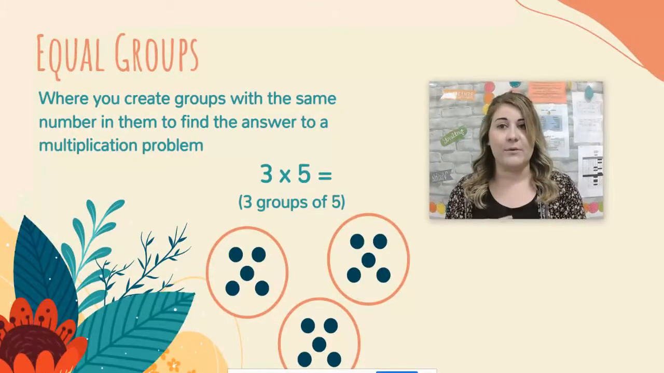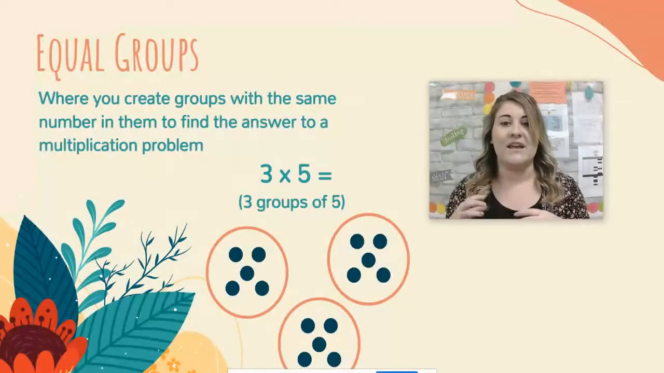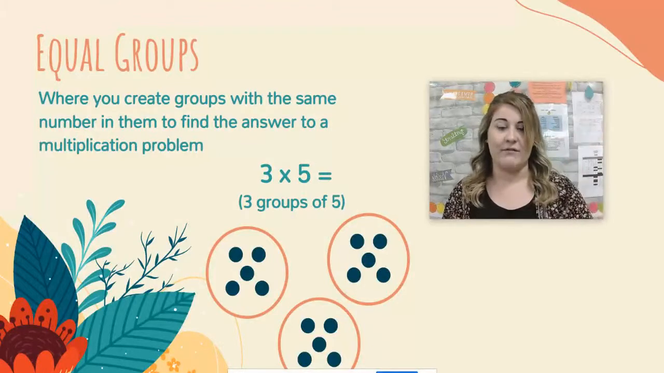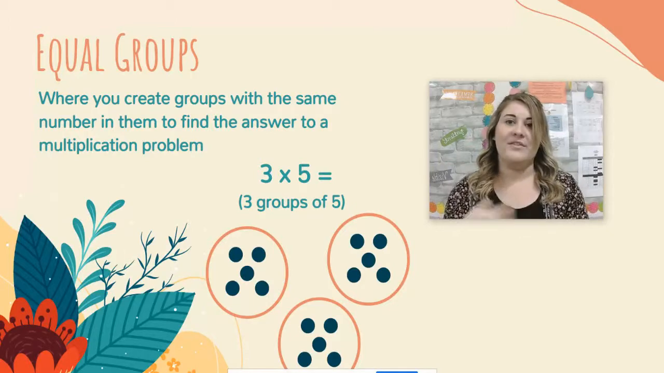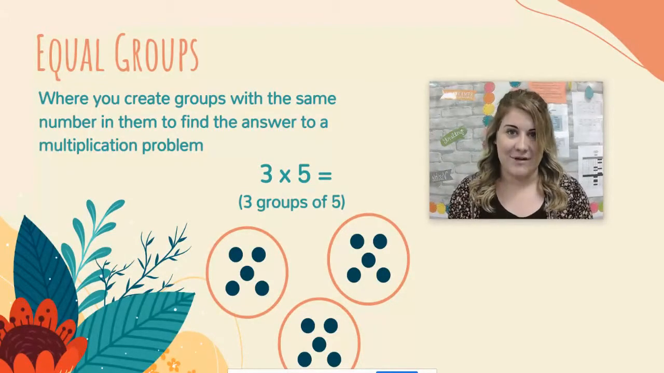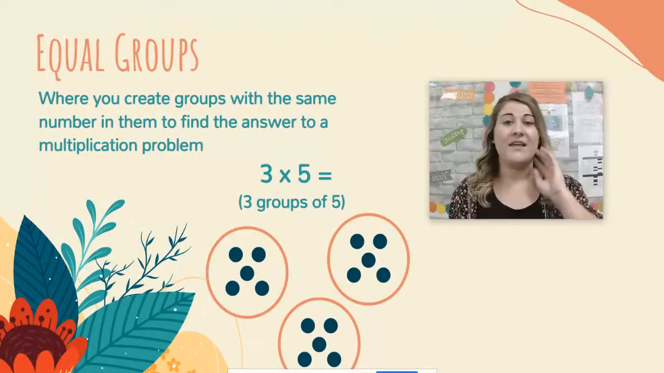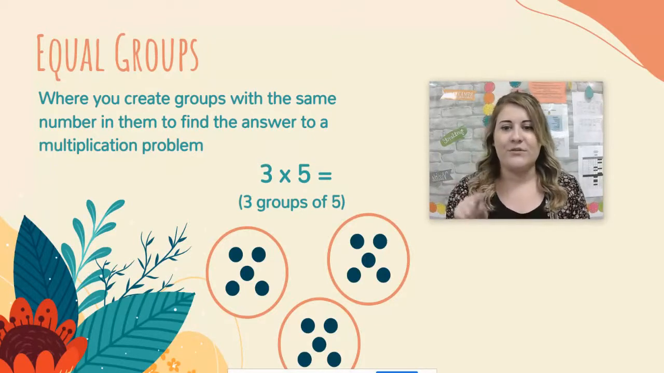So an equal group, the word equal means they have to be exactly the same. So we're taking the first number, which is 3, draw 3 circles. That's how many groups you're going to have. 3 groups of 5. We're going to put 5 in each group. That's because multiplication is just adding the same number a bunch of times. We're adding 5 3 times. So let's count the total dots to get our answer. 1, 2, 3, 4, 5.